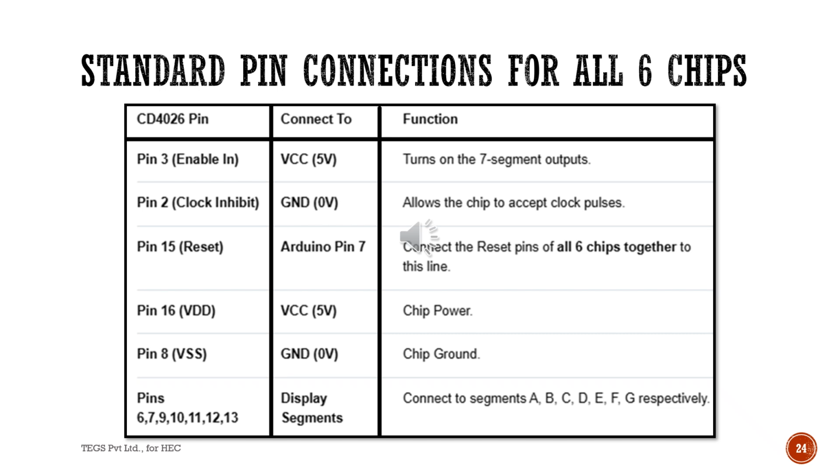Pin 3 connected to 5 volt. Pin 2 connected to ground. Pin 15 connected to Arduino pin 7. All the pin 15s of the 6 ICs are connected together and connected to Arduino pin 7. Pin 16, VDD, 5 volt power supply. Pin 8, VSS, ground. Pins 6, 7, 9, 10, 12 and 13 are display segments A to G respectively.